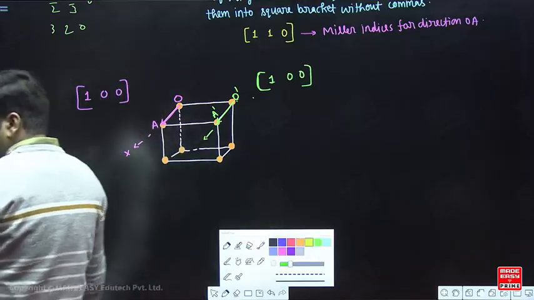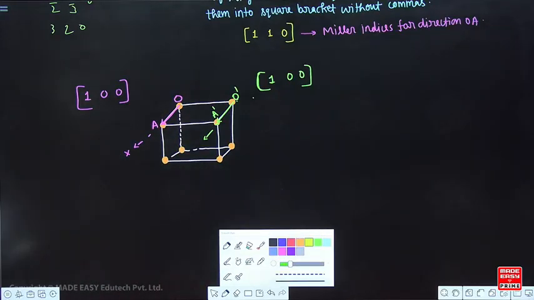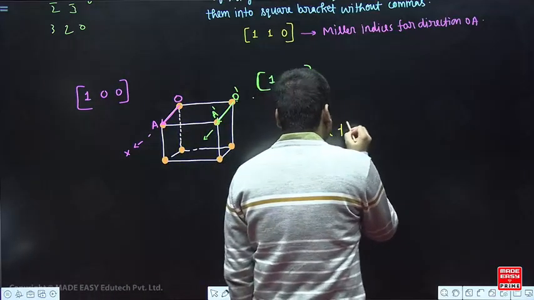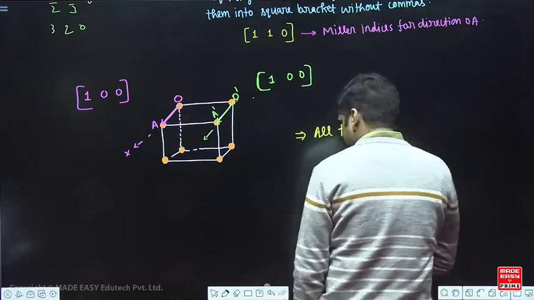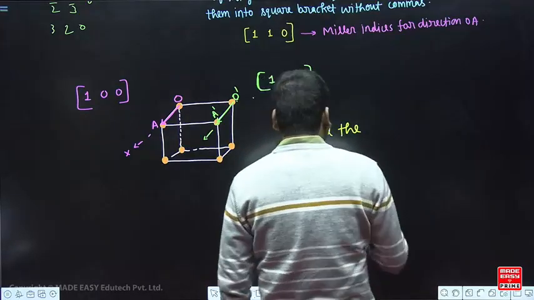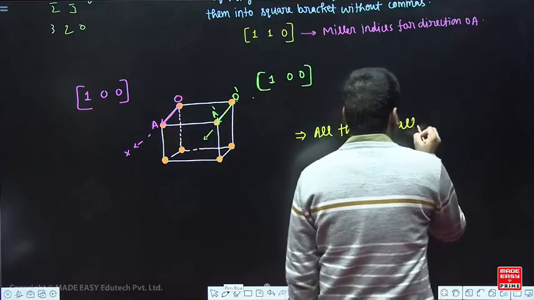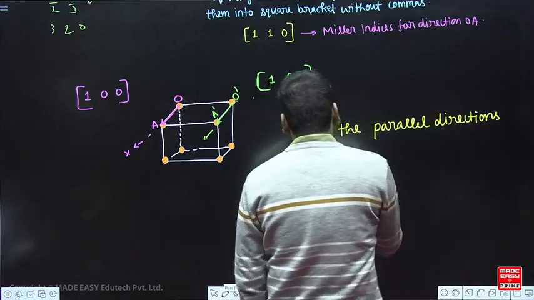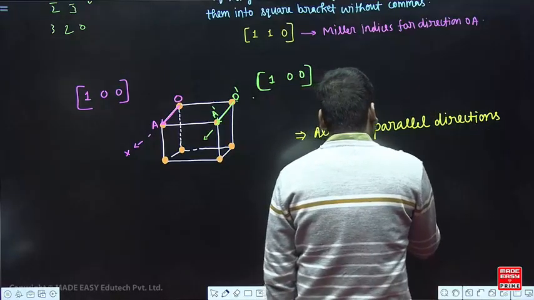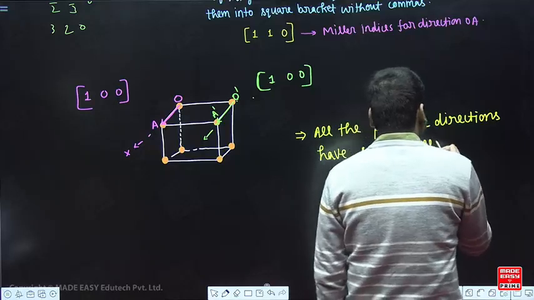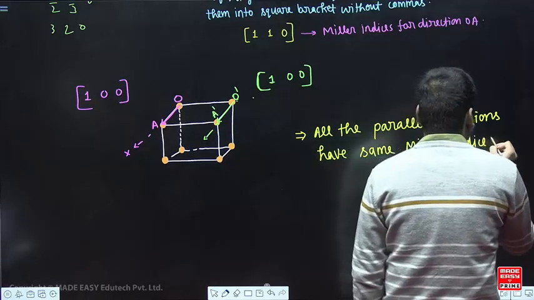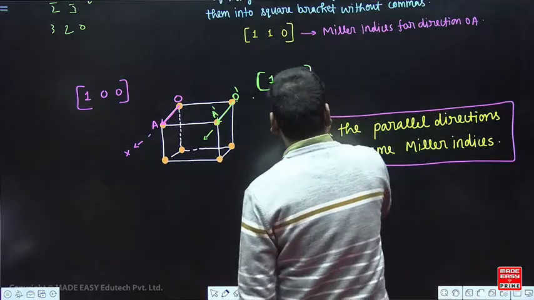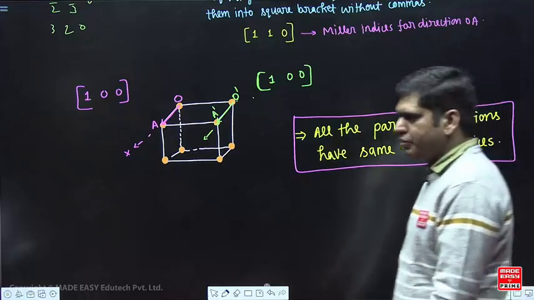So, please note down this very important point. All the parallel directions have the same Miller indices. Please note it down.